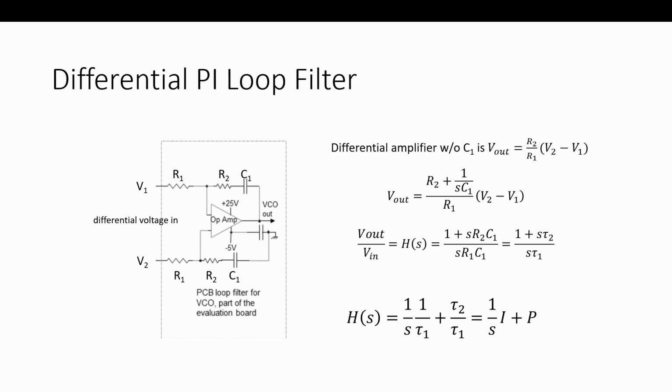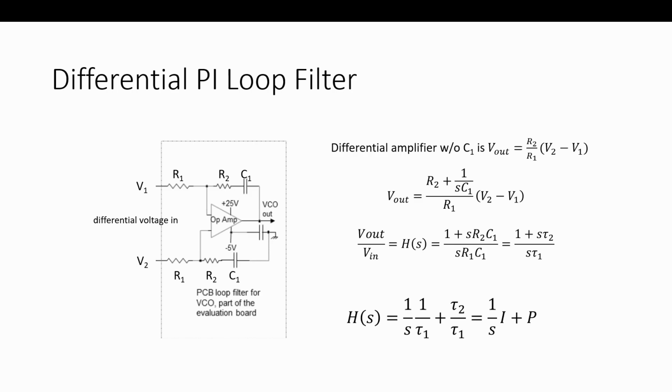So if I just do some simple math here, where I break it into two forms, we have 1 over S times 1 over tau 1. Remember I said before, 1 over S is the loss of an integrator. So we have an integrator with a gain of 1 over tau 1. So tau 1 sets our integration gain, and we have a proportional path that's tau 2 over tau 1. So you see this I and P as being the integral proportional term of the loop filter. This is a PI filter.